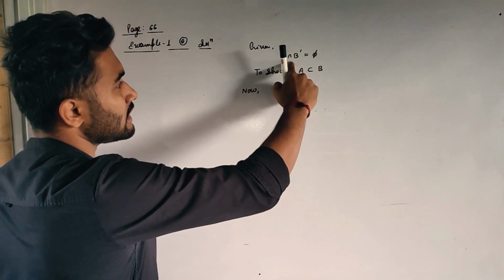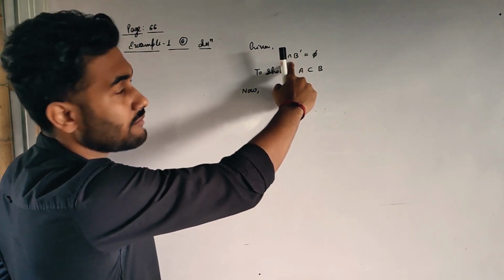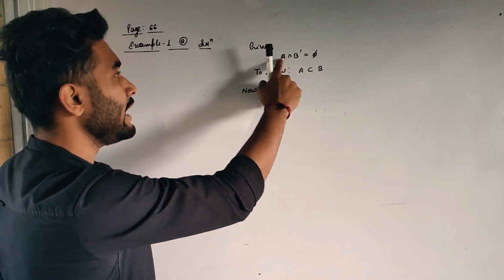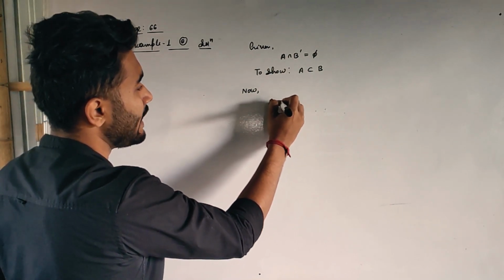That is, pick the set from the given which has no complement. Here B has a complement, A has no complement. We'll start with A. A equal to A.